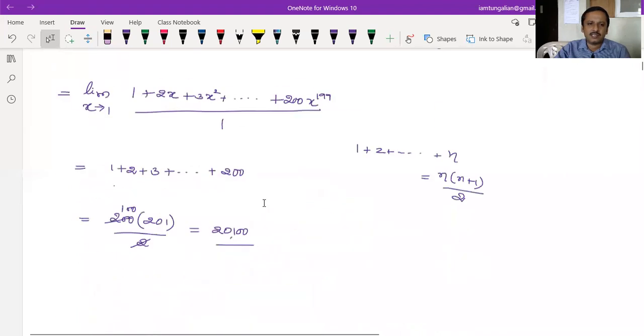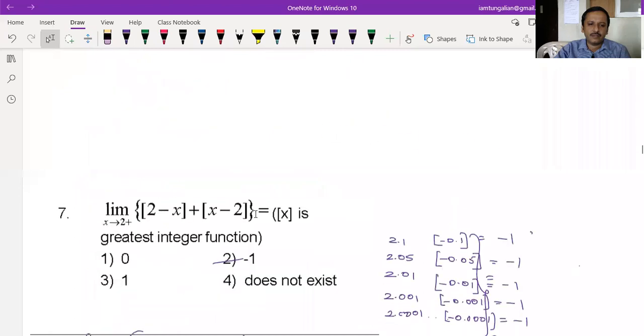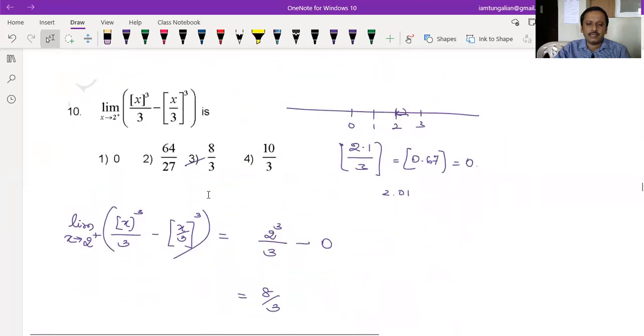Then Vikas has another doubt. 10th question. Limit as x tends to 2 plus of step(x) whole cube by 3 minus step of (x by 3) whole cube. Okay, x is approaching 2 from right side. When x approaches 2 from right side, x is very close to 2 but greater than 2. Let us say put x equal to 2.1. If I take x as 2.1, step of 2.1 is 2. 2 cube is 8, so 8 by 3 minus step of 2.1 by 3. 2.1 by 3 is approximately equal to 0.67, slightly more than 0.66. Step of 0.67 is 0. 0 cube is 0. So the answer is 8 by 3.